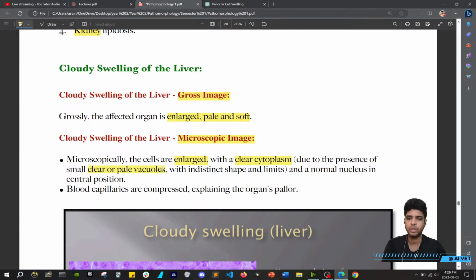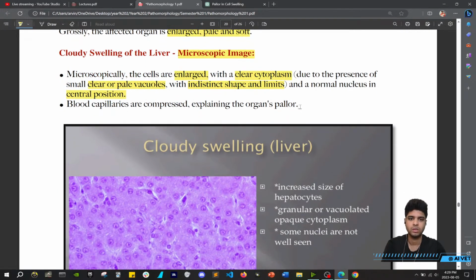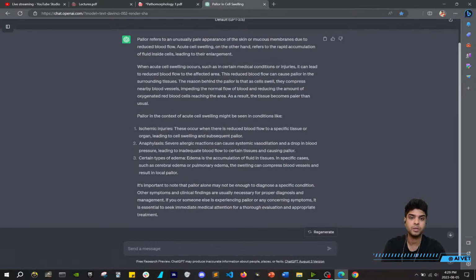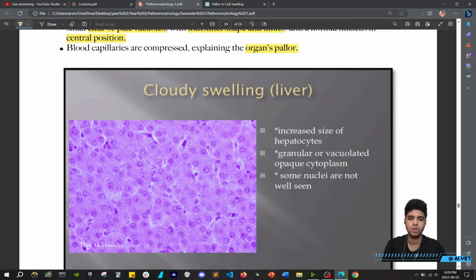This is quite important: clear pale vacuoles with indistinct shape and limits, and a normal nucleus in the central portion. Blood capillaries are compressed, explaining the organ's pallor. Pallor means, we just read using ChatGPT, it's basically pale skin or mucous membrane due to reduced blood flow. Okay, moving on.